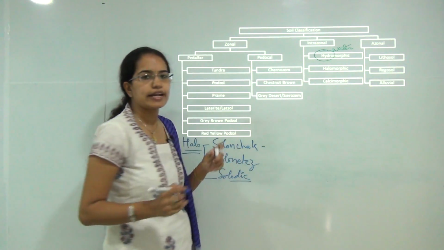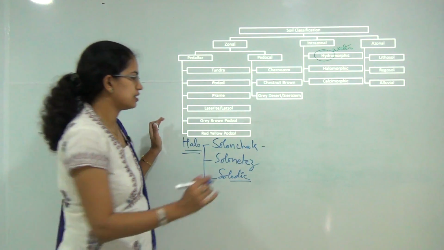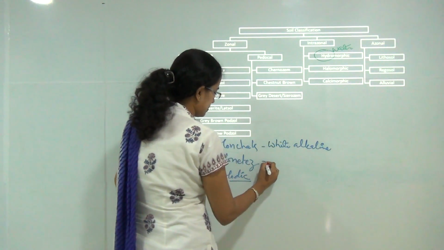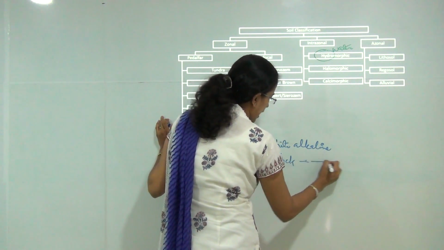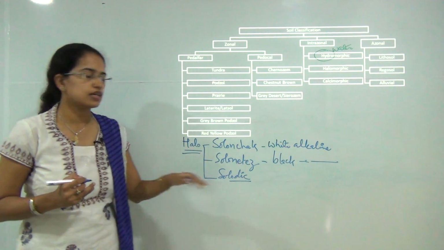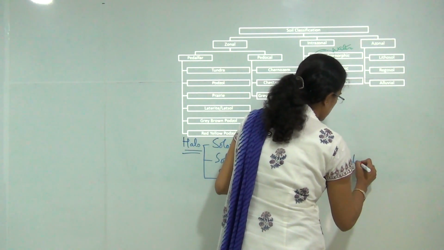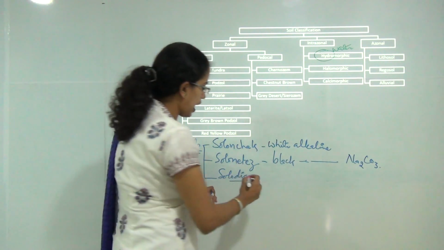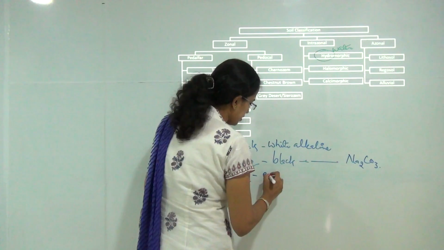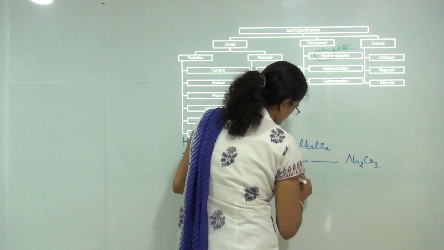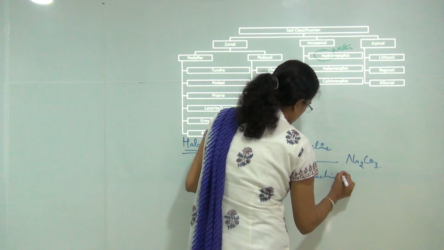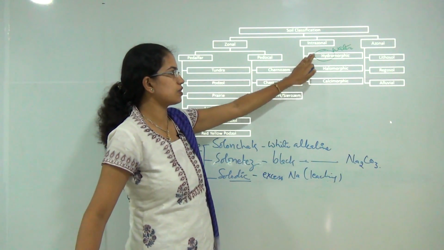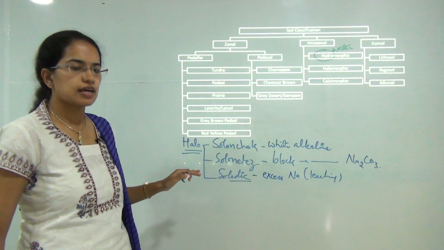Solonchak is the white alkaline soil that is found in the depression. Solonetz, on the other hand, is black alkaline soil that's found in the depressions, and it is due to alkalization of sodium carbonate. And finally you have the solodic soil. It is due to high leaching, or I could say excessive leaching of sodium. So leaching of sodium would lead to formation of solodic soils. So these are the three classifications that we talk about under intrazonal and their sub-classifications.